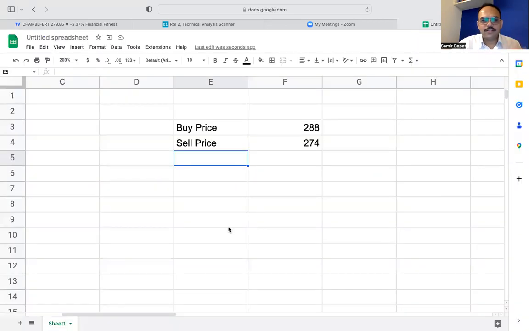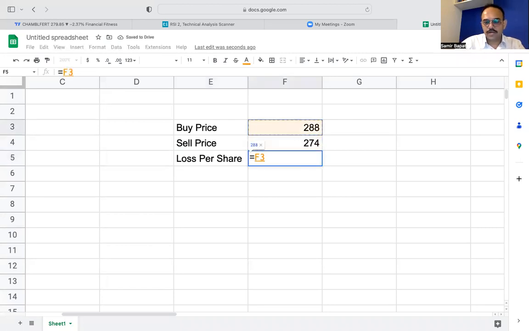If I buy only one share, the loss per share will be equal to 288 minus 274. So if I buy only one share, I will have a loss of 14 rupees. Correct? Everyone agrees with me? Everyone clear so far? Yes?